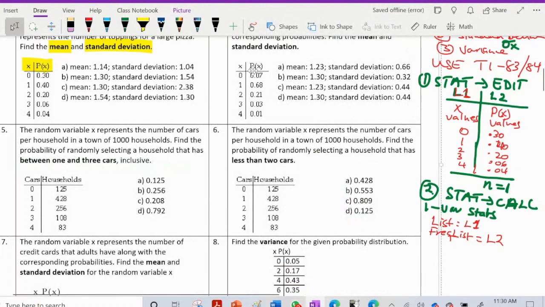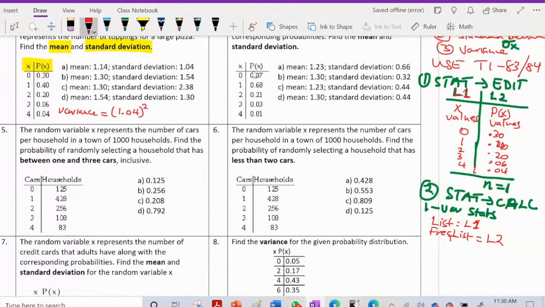Now, suppose this same question, instead of asking us for standard deviation, asks us for variance. If they are asking for variance, then we're going to take the standard deviation, which is 1.04, and we're going to square it. All right, so someone square that and give me the answer.